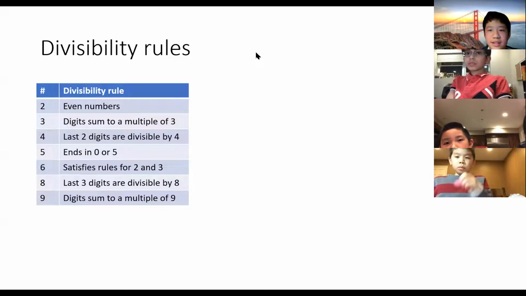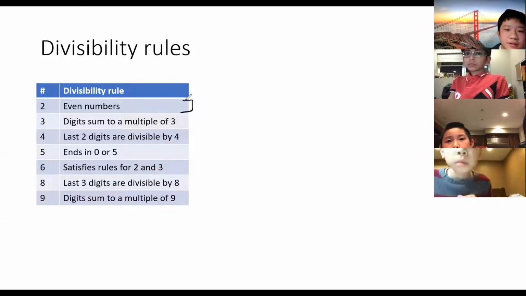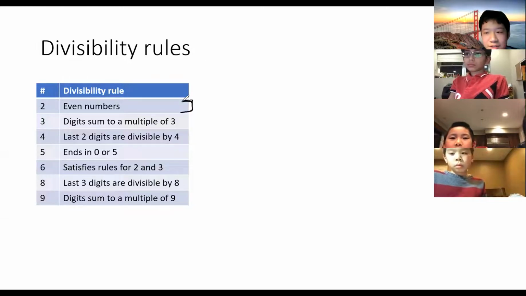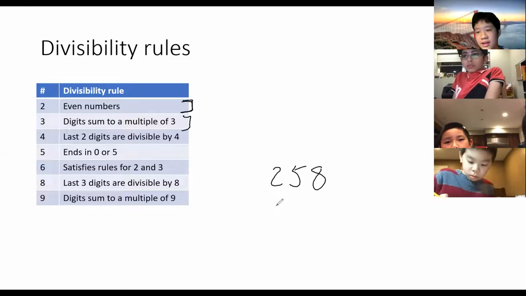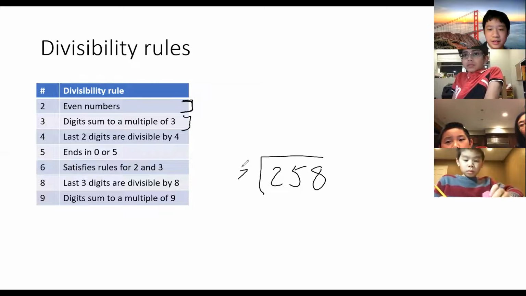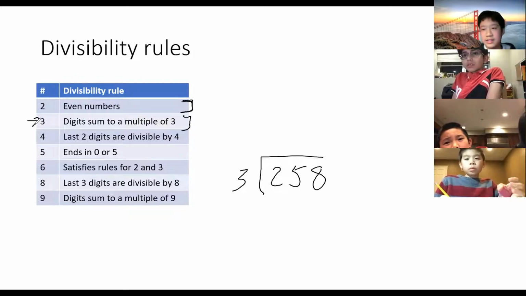Now I have divisibility rules, and I think these are a lot more fun. And I think we all know this divisibility rule too: if a number is even, then it's divisible by 2. But for 3, if the digits sum to a multiple of 3, if I add all the digits together and I get a multiple of 3, then this number is divisible by 3. So why don't you guys test this one out with the number 258? First try dividing it by 3 just normally, and then try using the divisibility rule right here to see if it's divisible by 3.